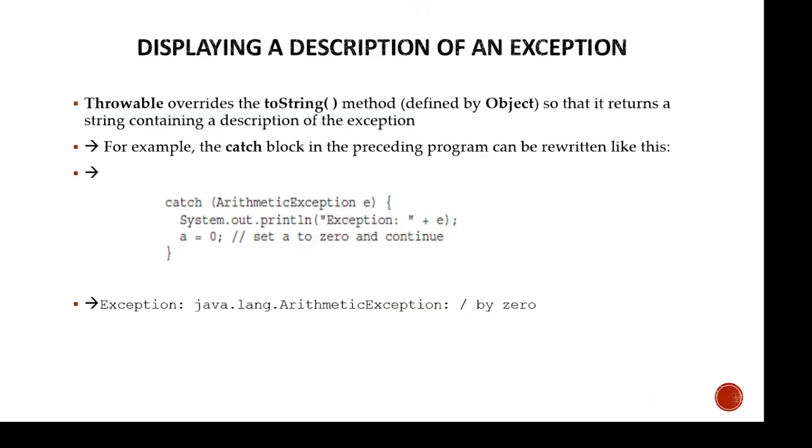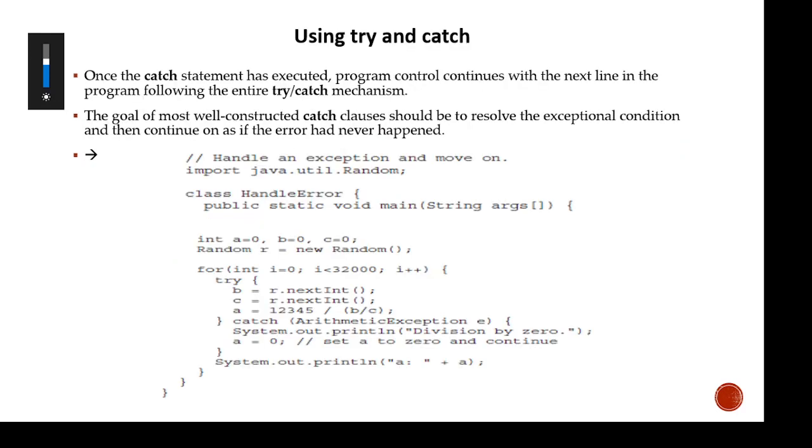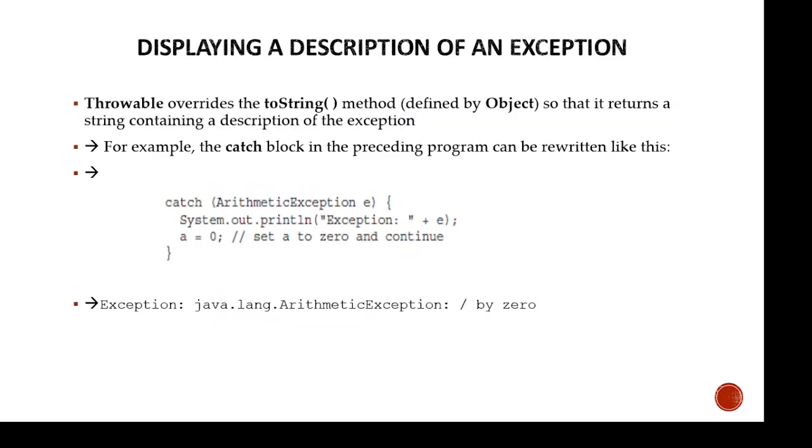So in the previous lecture we have already seen various things, like what the uses of try and catch are and how we could use them. All those things have been covered in the previous lecture. In continuation with the previous lecture, today we will try to understand what displaying a description of an exception actually is. That is, how could we display a description for an exception.